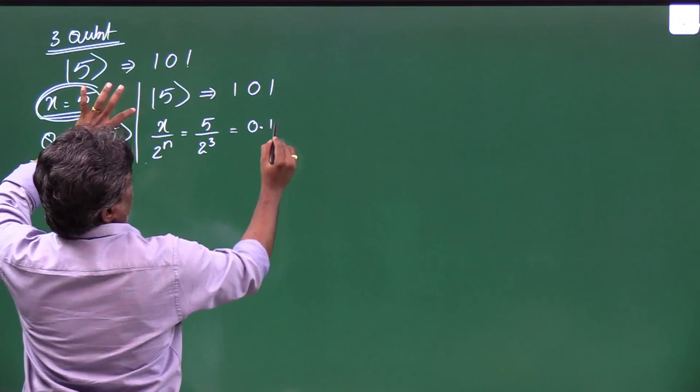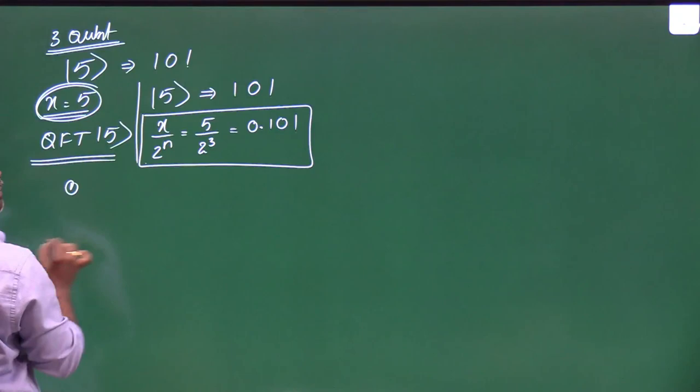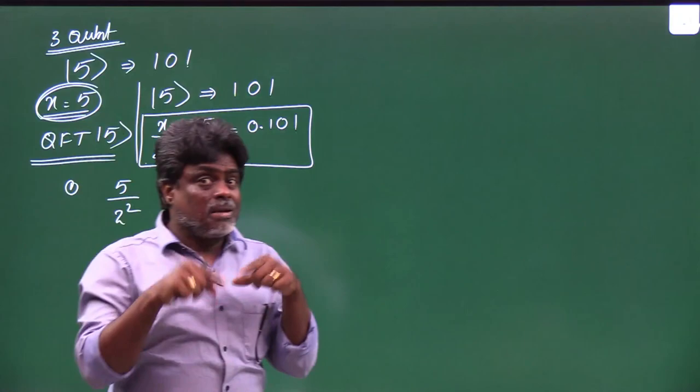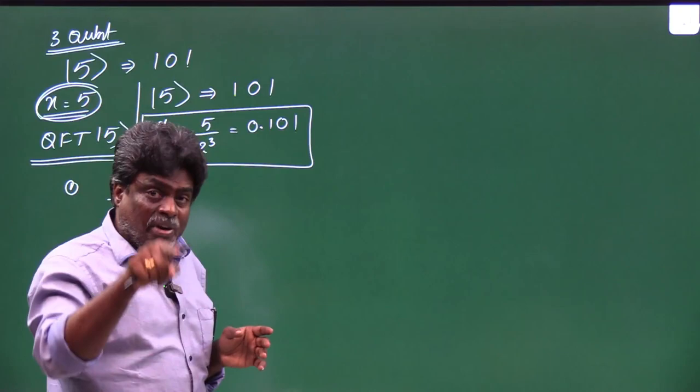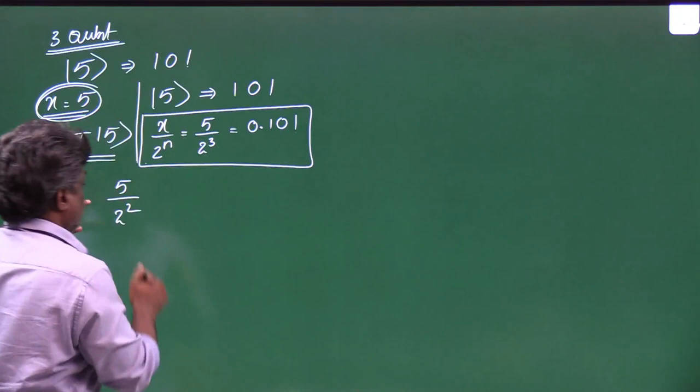Point 101. That's it. Now, see, sir. Now, I'm going to find 5 by 2 square, because in my Fourier transform, the last term is 5 by 2 cube, the term before is 5 by 2 square, and next to the first term is 5 by 2. I have to find all those things. 1.01, sir.